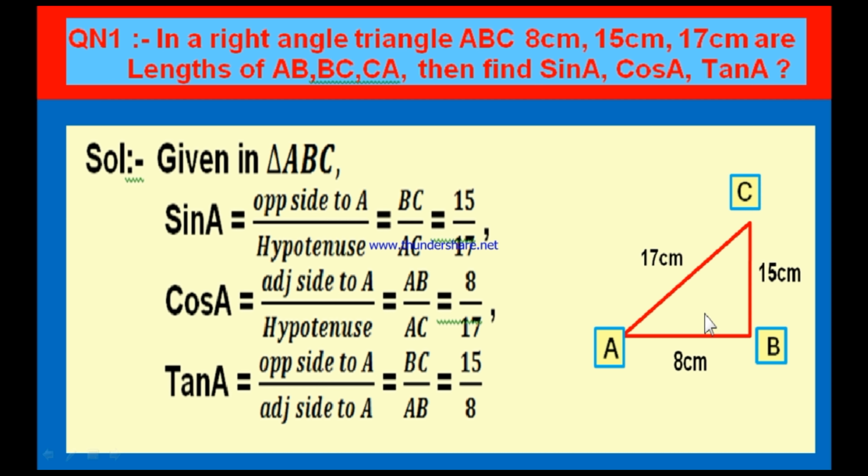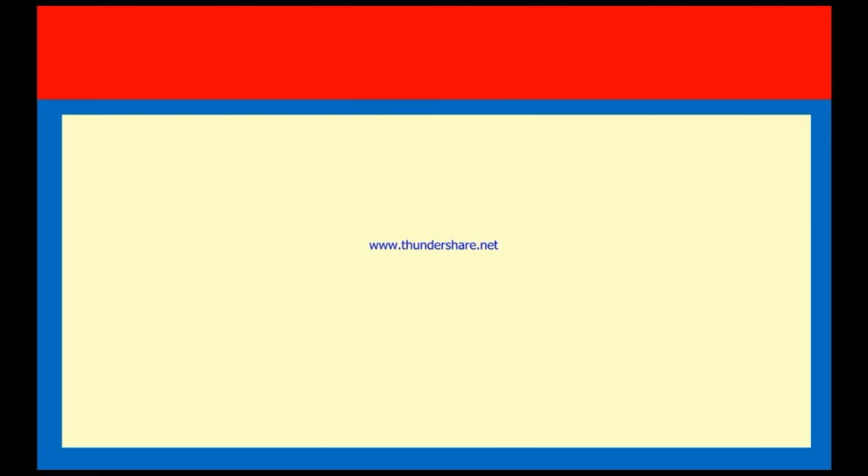Is it clear now? Is it difficult? No, very good. If you know these three formulae, then you can find sin A, cos A and tan A. It is so easy. The formula to find sin A is opposite side to A by hypotenuse. The formula to find cos A is adjacent side to A by hypotenuse. And to find tan A formula is opposite side to A by adjacent side to A. Now, second question.